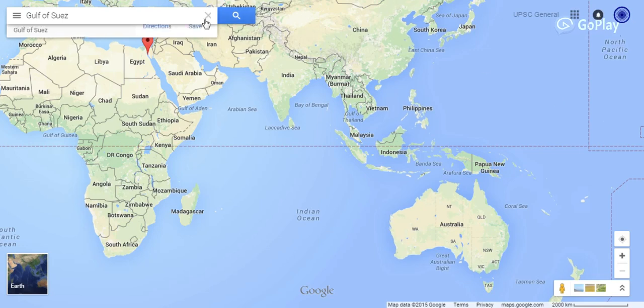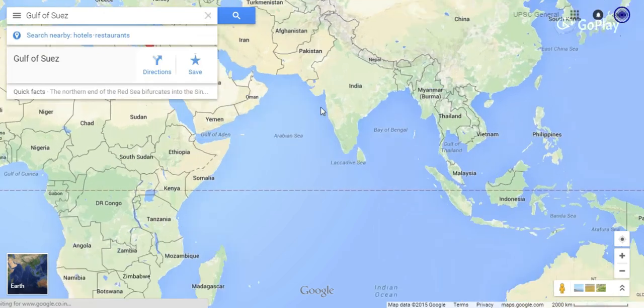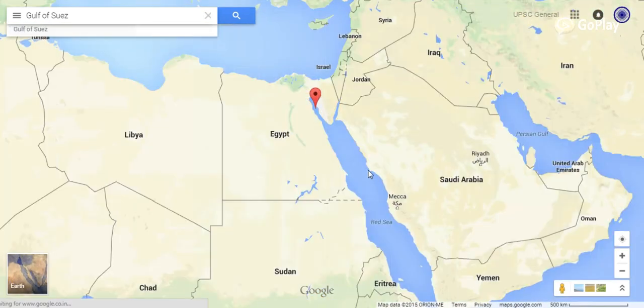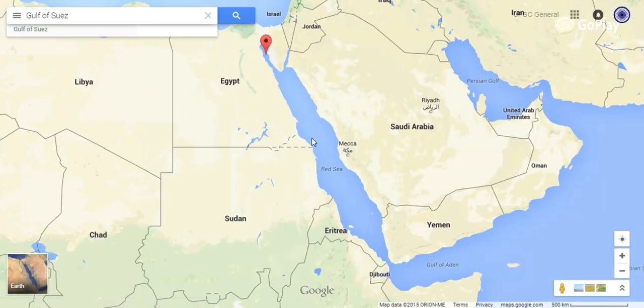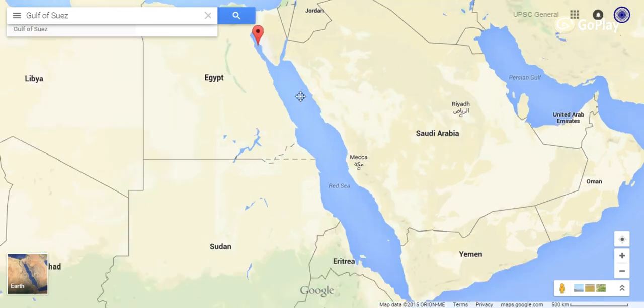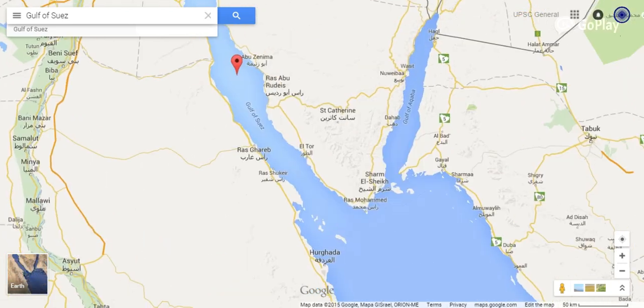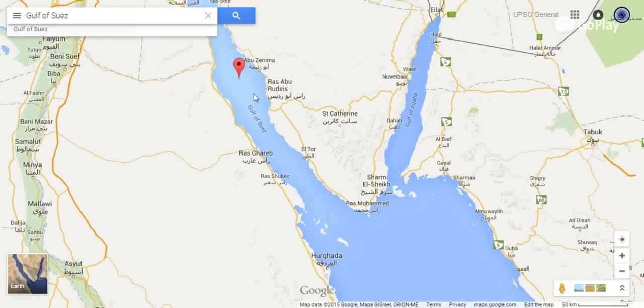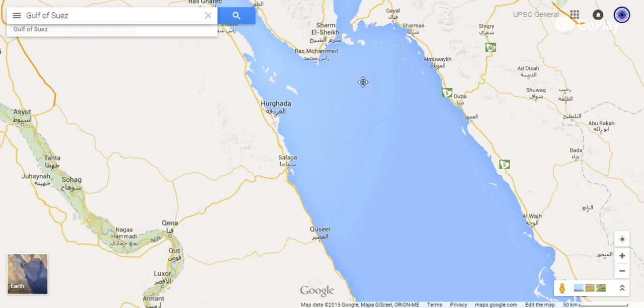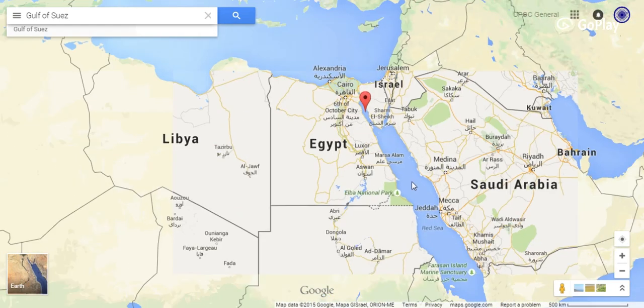First let's look at the Gulf of Suez. The Gulf of Suez is the northern arm of the Red Sea that extends into the Sinai Peninsula. This is the Sinai Peninsula, and it bifurcates into two important gulfs. On the western side we find the Gulf of Suez, and on the eastern side of the Sinai Peninsula we find the Gulf of Aqaba. On the southern side of the Sinai Peninsula we find the Red Sea.